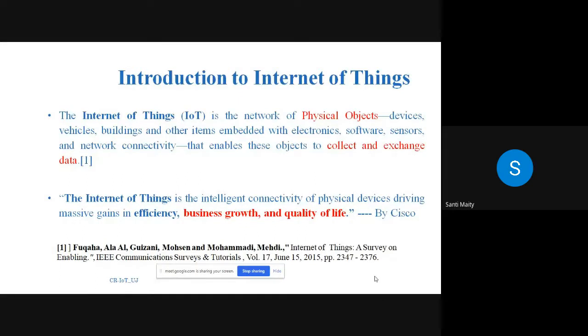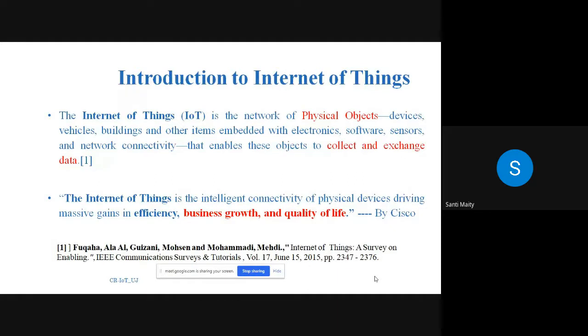And there are certain points about these objects. They may be static or mobile. This is one point. Or they may be working with energy constraints, having limited energy, or may have sufficient energy. They may be connected with the physical world or not. So the so-called objects in IoT are nothing but a kind of device, or vehicles, or buildings, or other items which are equipped with software, electronics, sensors, and must have a communication module, or there must be connectivity. The primary objective is to collect data and exchange this data.